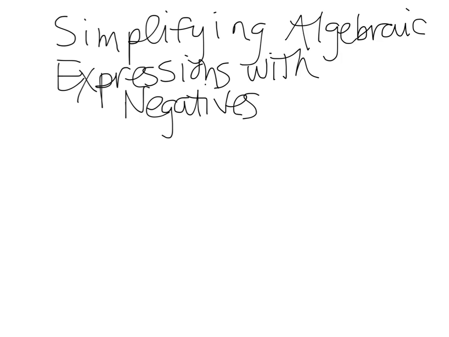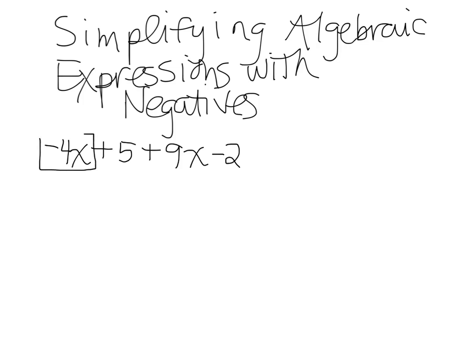Earlier in this unit, we looked at how to combine like terms that had negatives. Today we're going to look more deeply into that and then extend that to what happens when we have parentheses as well. So, first of all, if I have, for example, the expression negative 4x plus 5 plus 9x minus 2, I can see that my like terms that have the variable x are negative 4x and positive 9x.